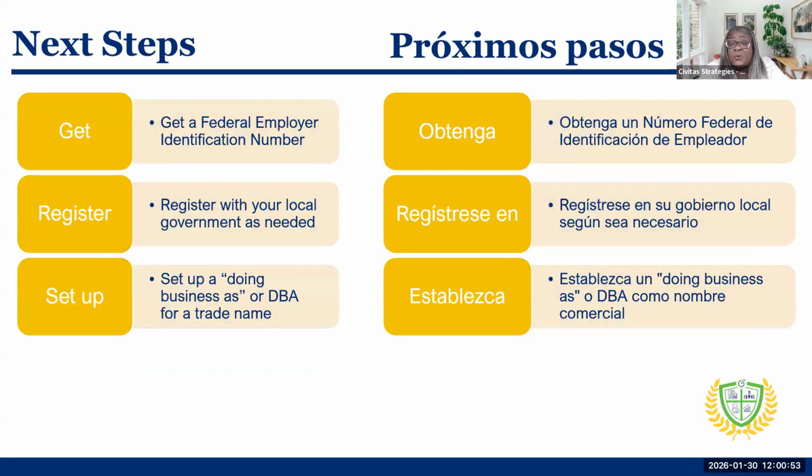Now, if you're starting your new business as a sole proprietor, you're definitely going to want to take a couple of steps or keep these in mind. That is, you want to get a federal EIN number, which stands for Employer Identification Number. You want to register with your local government as required. And you may want to set up a doing business as, which is a DBA for your trade name.